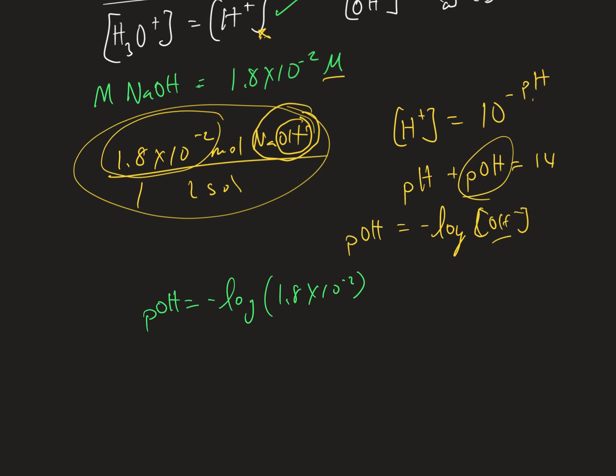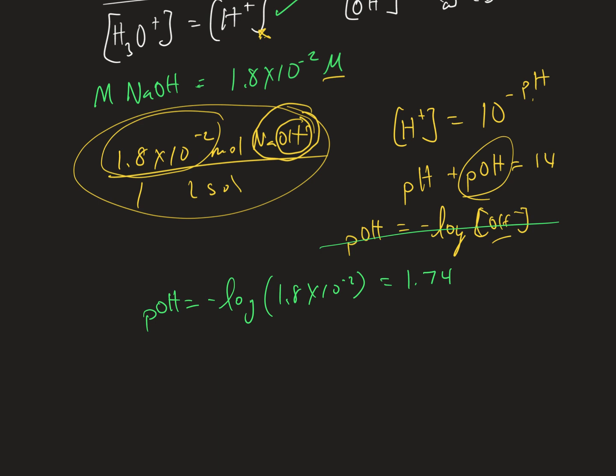So we got log of 1.8 times 10 to the negative 2. And then we have to do a negative of that. And we get 1.74. That's our pOH. That one's done.